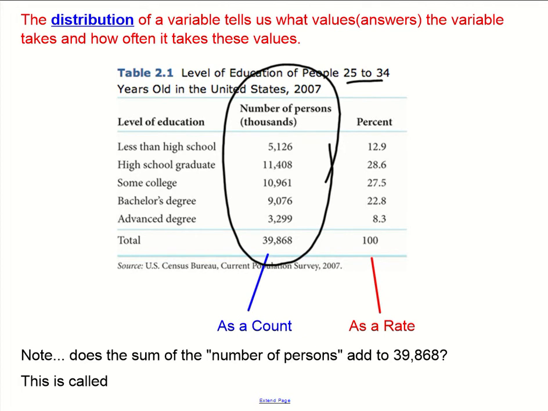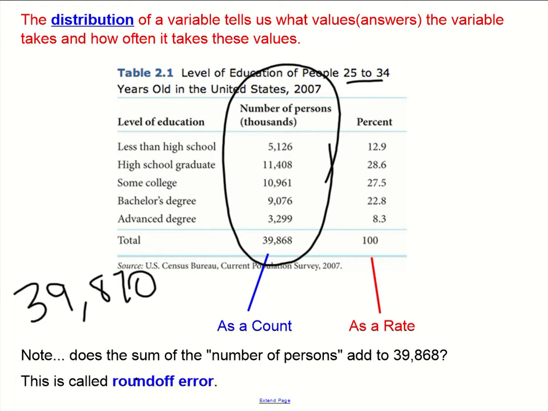And then as we think about this, does the sum of the number of persons add to 39,868? Do these numbers actually add up to 39,868? I'd like you to pause the video right now. Now when I added this all up, I actually got 39,870. And even if you look at what they got, 39,868. What we call that is the round off error. Ours are different by about 2, which is really different by 2,000.